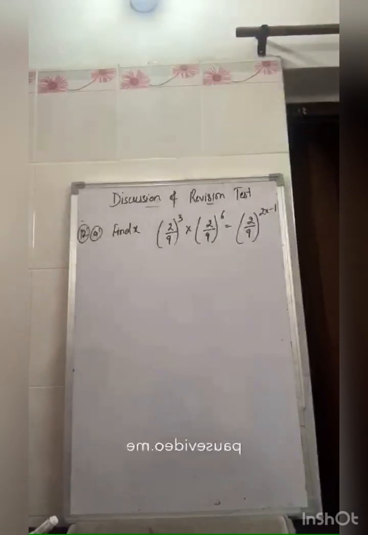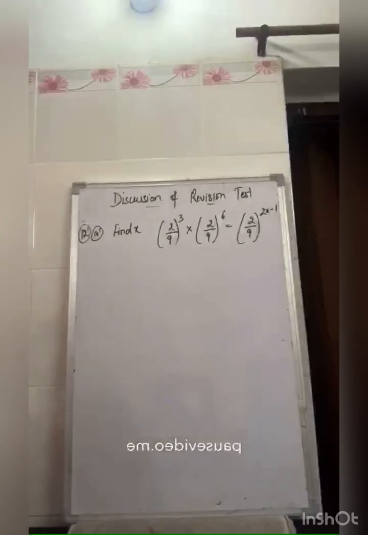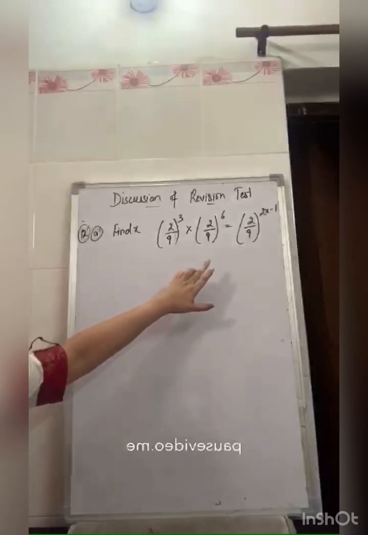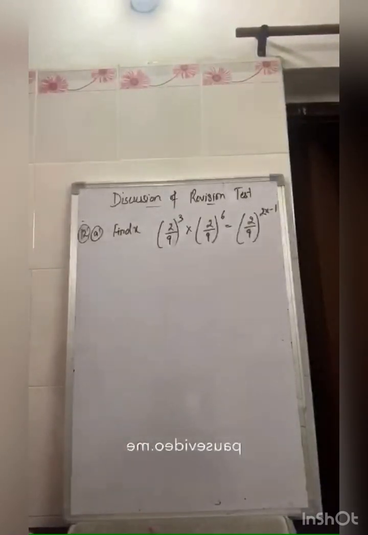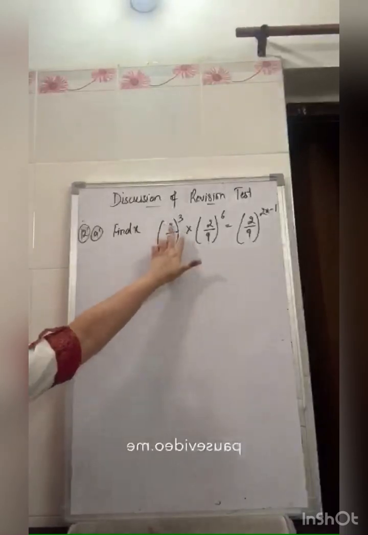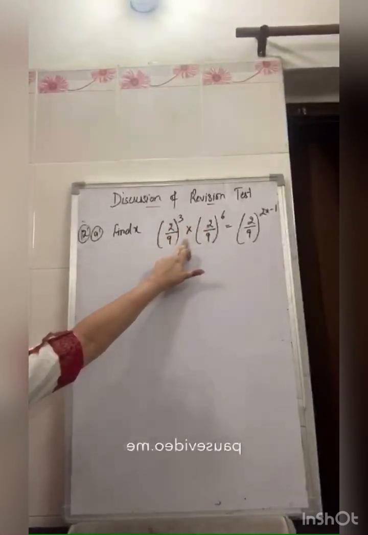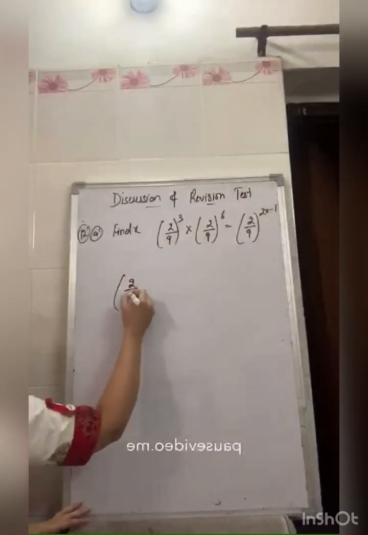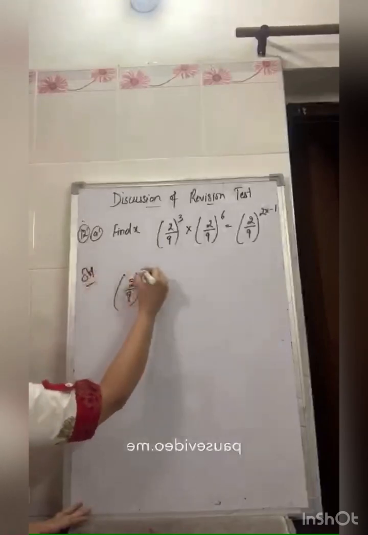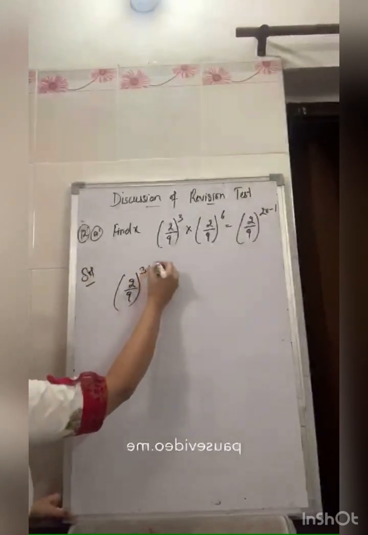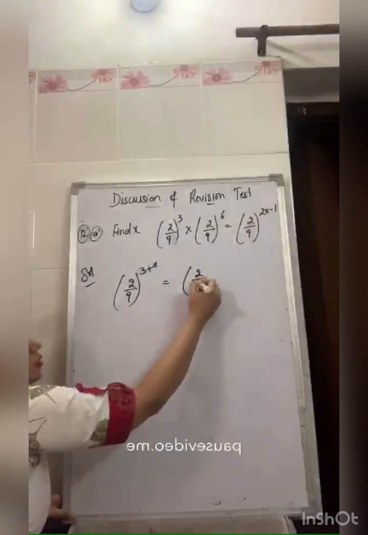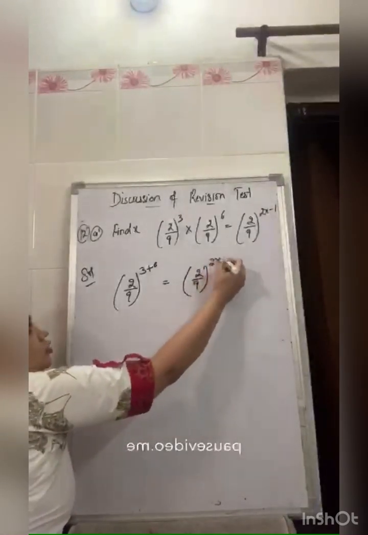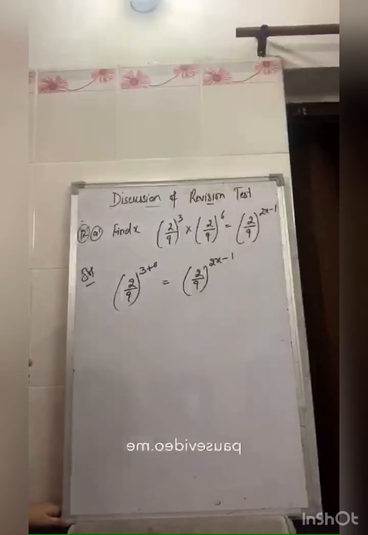Question number 12, A part. Find x, if (2/9) raised to power 3 multiplied by (2/9) raised to power 6 is equal to (2/9) raised to power 2x minus 1. Now you can see here the bases are same, powers are different and there is a multiply sign in between. So if the bases are same and there is a multiply sign in between, then the powers will be added. So we will write (2/9) raised to power 3 plus 6 is equal to (2/9) raised to power 2x minus 1.